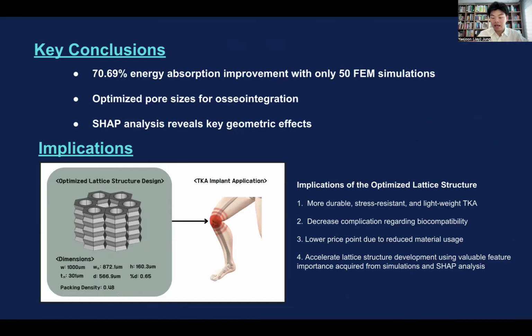Last but not least, by succeeding this optimization within only 50 FEM simulations, I was able to create a way to accelerate lattice structure design by SHAP analysis and these techniques that are not usually used in today's research.